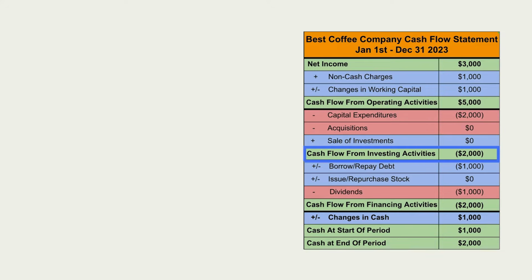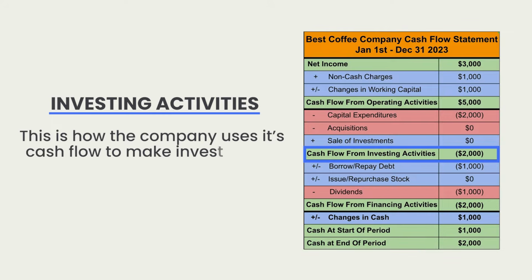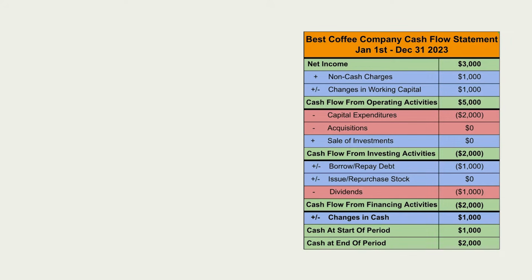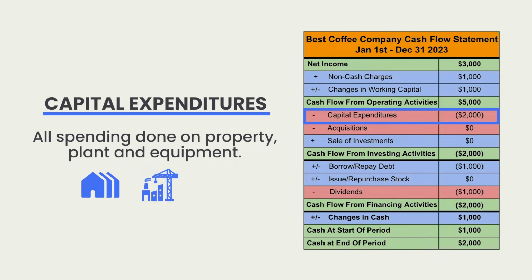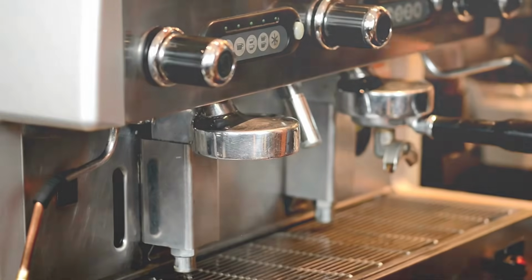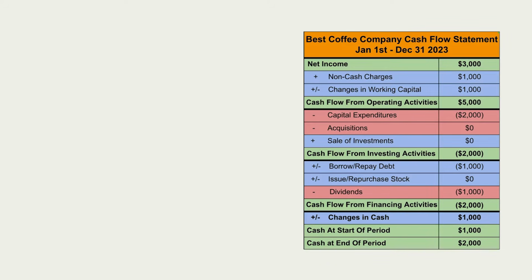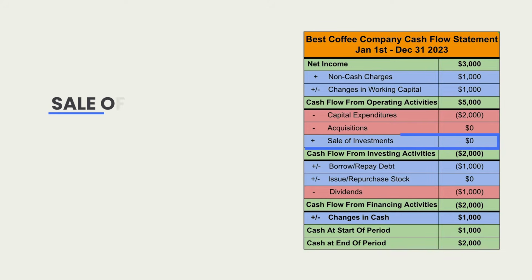The next section is called investing activities, and this is how the company uses its cash flow to make investments in the business. The most important line item here is something called capital expenditures, which is all spending done on property, plant, and equipment. This could be building stores or paying for furniture or equipment used in the business. The next line item here would be acquisitions, where we would account for any cash payments that we made to acquire another company.